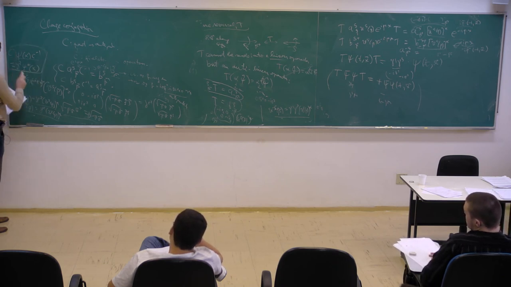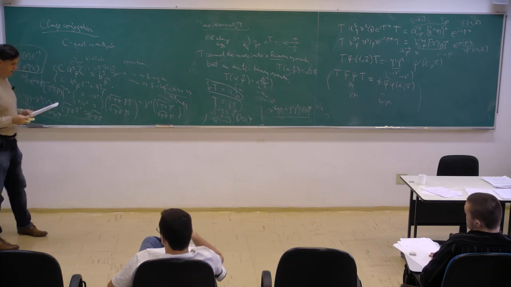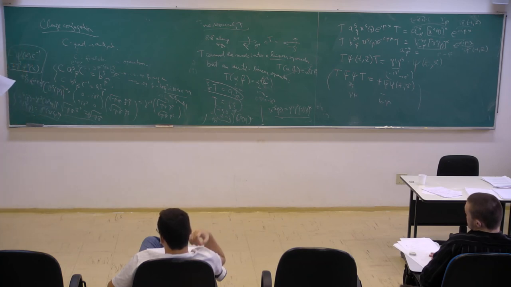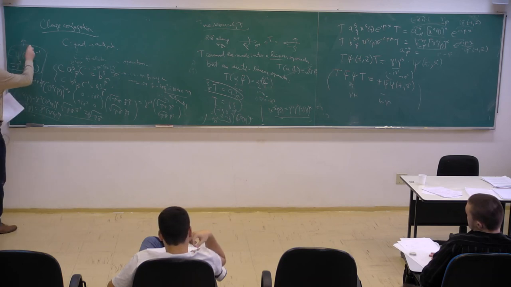Okay. So this is the transformation for the charge conjugation, and then you can calculate what happens to the bilinears. So this one gives gamma 2 squared, which is 1.